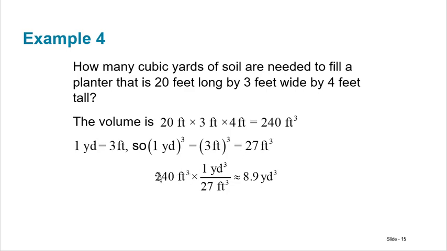So all we have to do is take this number, multiply it by its conversion factor, which is cubic yard over 27 cubic feet. The cubic feet go away. You basically take 240 and divide it by 27, you get a little less than 9 cubic yards. So then you can call up the landscape supply place and tell them you need 9 cubic yards of soil, and you'll be able to fill up your planter.